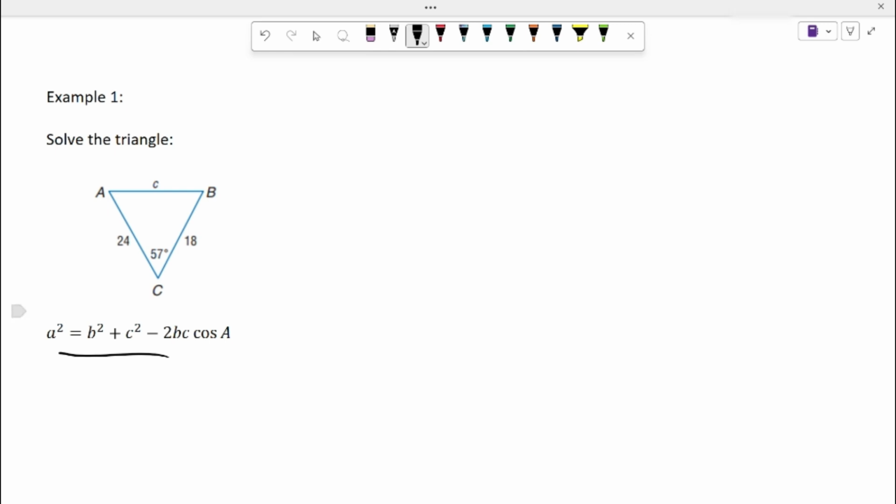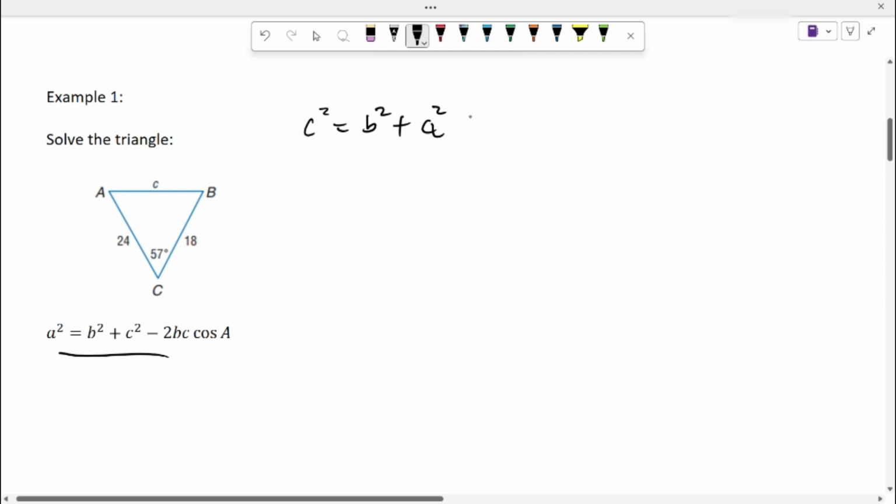We have to account for the changing variables in that case. So in this case, we're going to be solving for c. So c squared equals b squared plus a squared minus 2ab cosine of capital C. So that's the law of cosines equation, in this case solving for C.